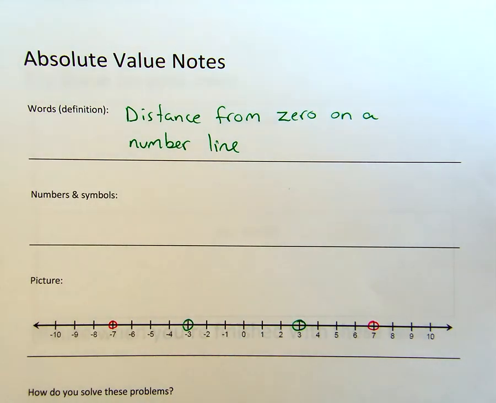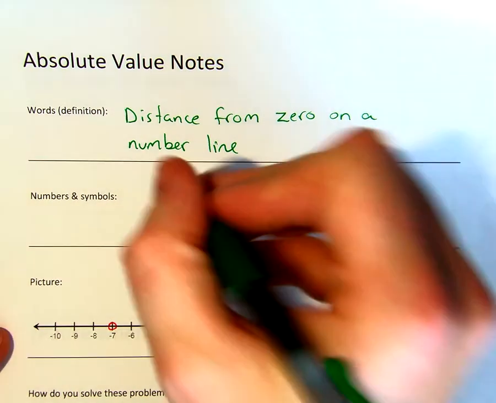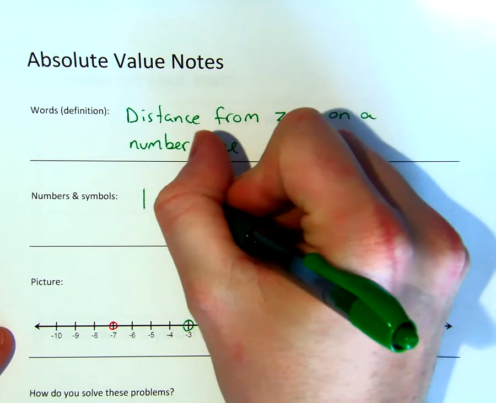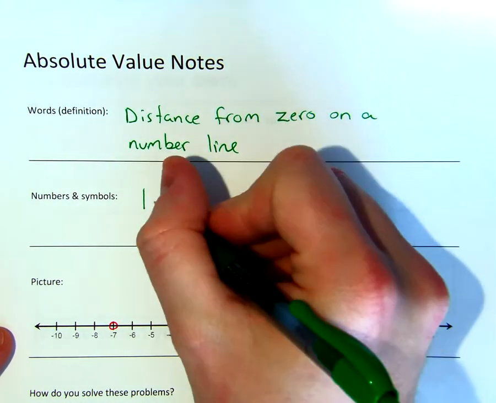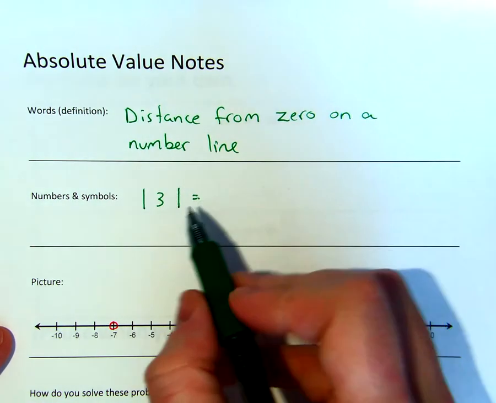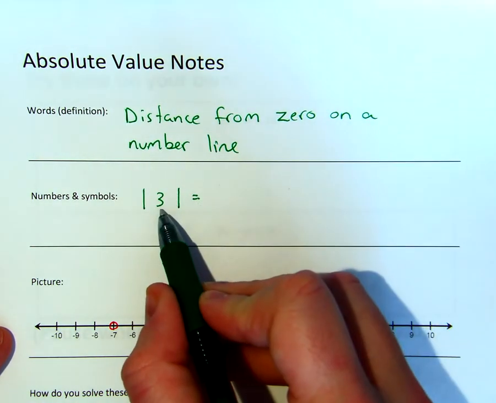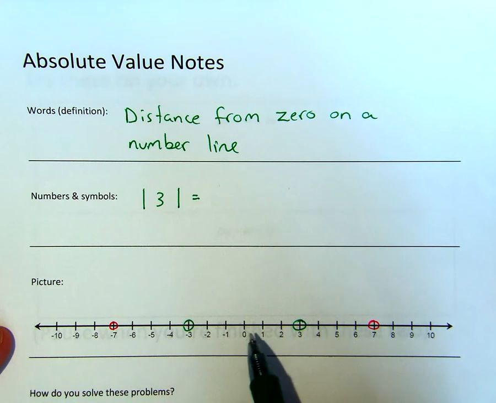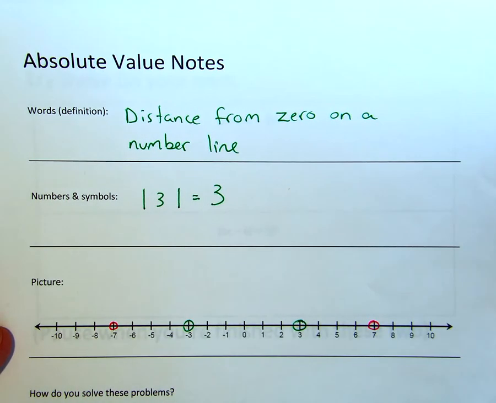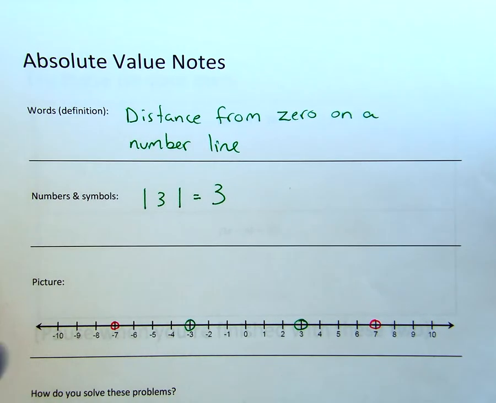To see this in numbers and symbols, we use this symbol. It's just a straight up and down bar to mean absolute value. So if we're talking about the absolute value of 3, what we're asking is, how far is the number 3 from 0 on a number line? As we already checked, it is 3 spaces from 0 on a number line. So the absolute value of 3 is 3.